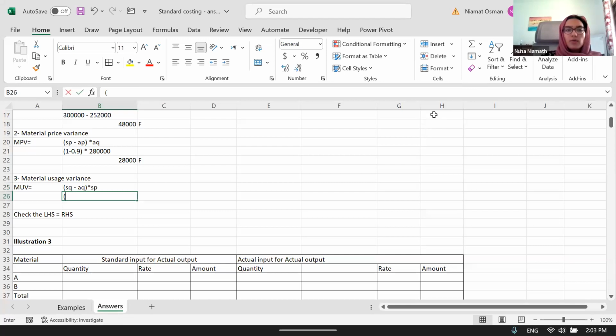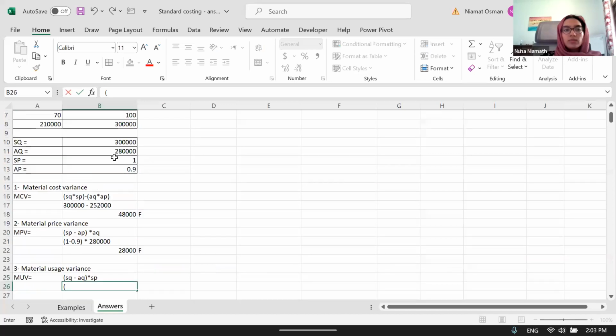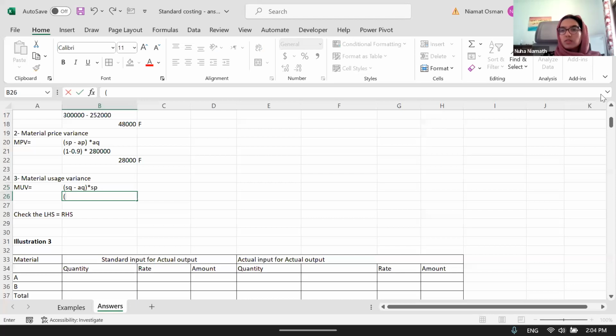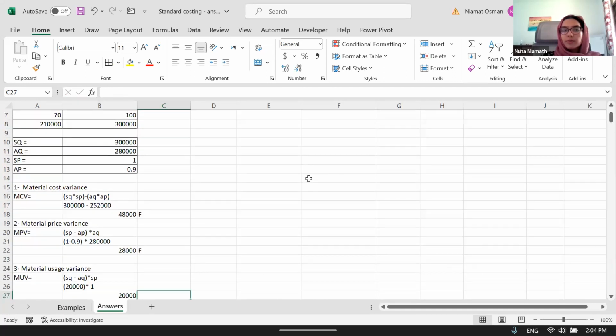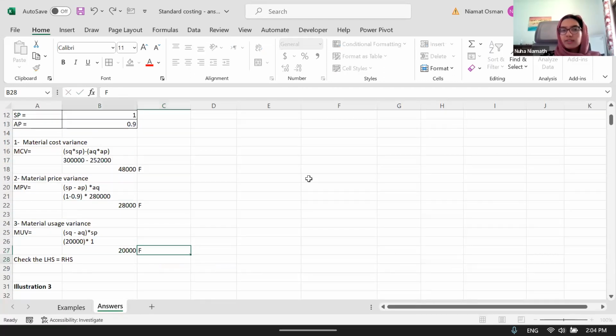What is SQ minus AQ? 3 lakh minus 2,80,000. So that is 20,000 into what is my standard price? 1. So 20,000, favorable or adverse? Favorable. Why? Because I have actually used lesser.